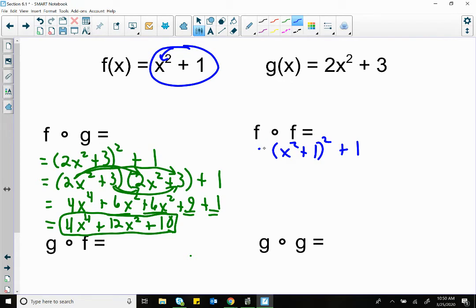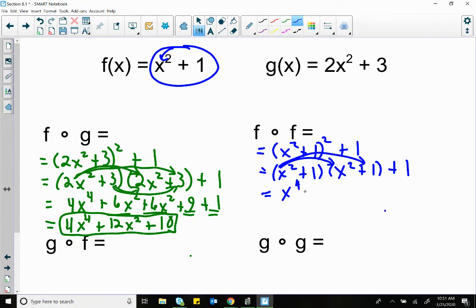So again, just like what we talked about, there are 2 of these parentheses that you have to FOIL. Oops, I don't know why I put a squared again. I needed to put another parenthesis. Silly me. And then plus 1. So when we FOIL out, x squared times x squared, x to the fourth.